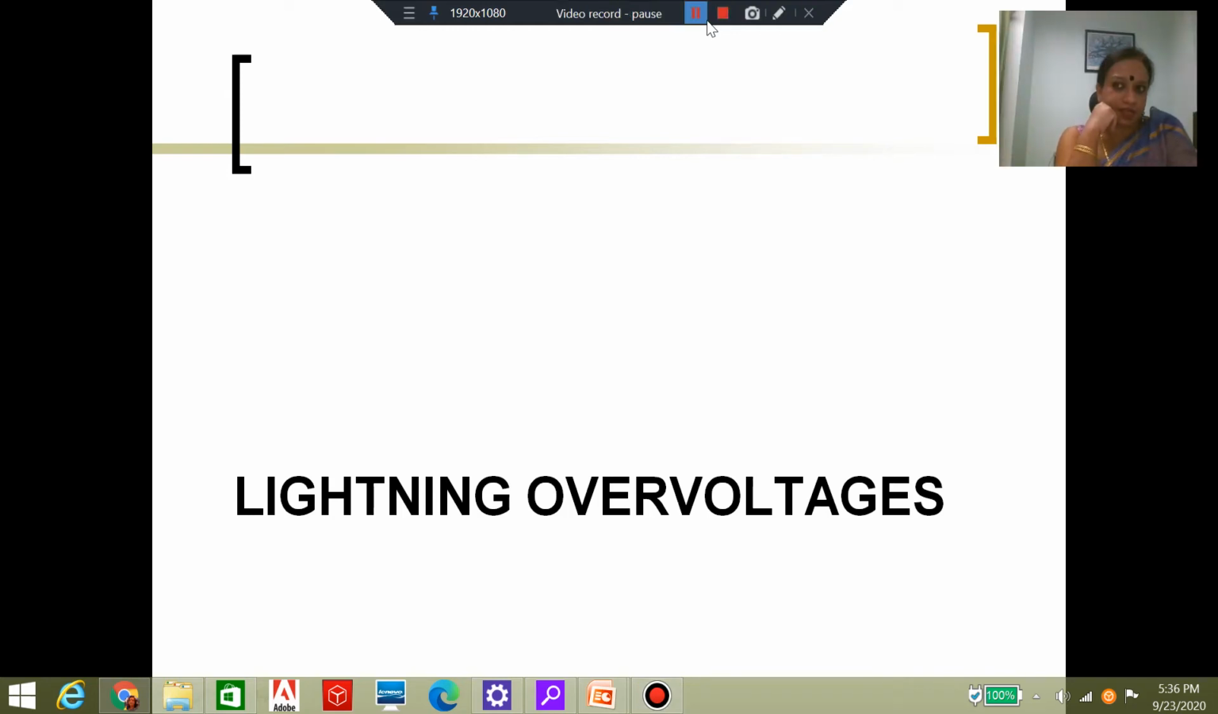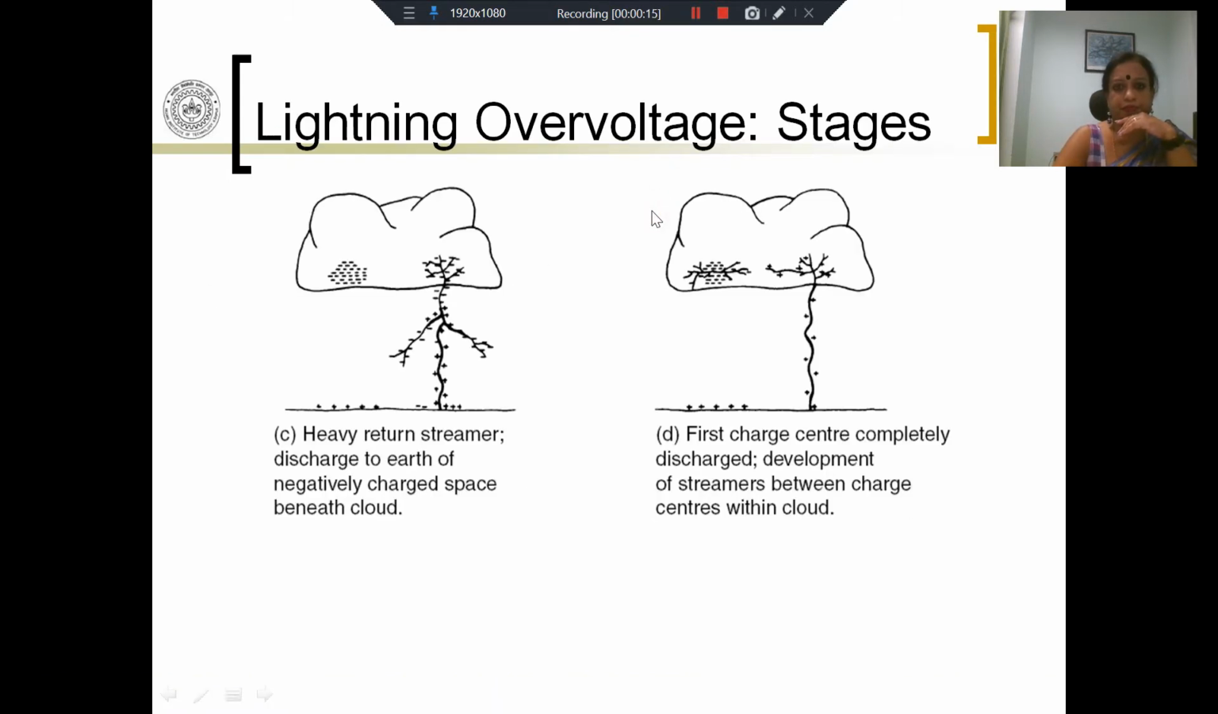So let us start with our discussion on the various overvoltages in a system, and we will start with lightning overvoltages, which is an external overvoltage. Now, how does lightning occur? Essentially, lightning initiates from a cloud.